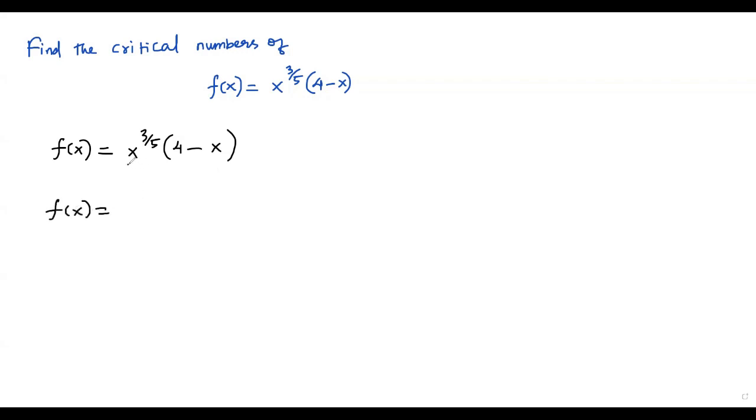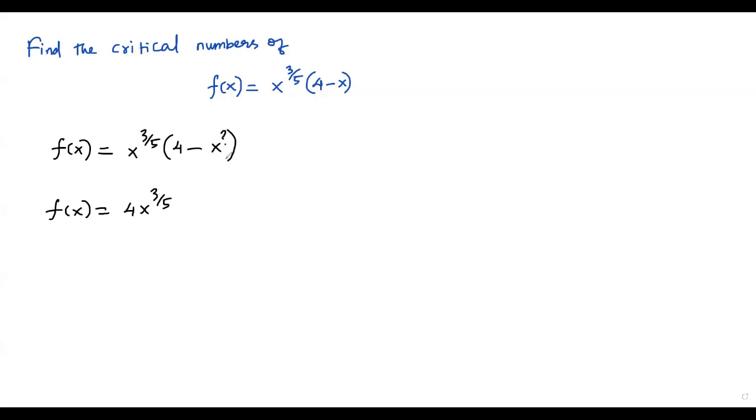When I distribute this x to the power 3 over 5 to this 4, I'm getting 4 times x to the power 3 over 5. When I distribute this x to the power of 3 over 5 to this negative x, I have to multiply this one and this one. Here the base is x, here also the base is x. Whenever I multiply two terms with the same base, I have to add the exponents. Here we have exponent 3 over 5.